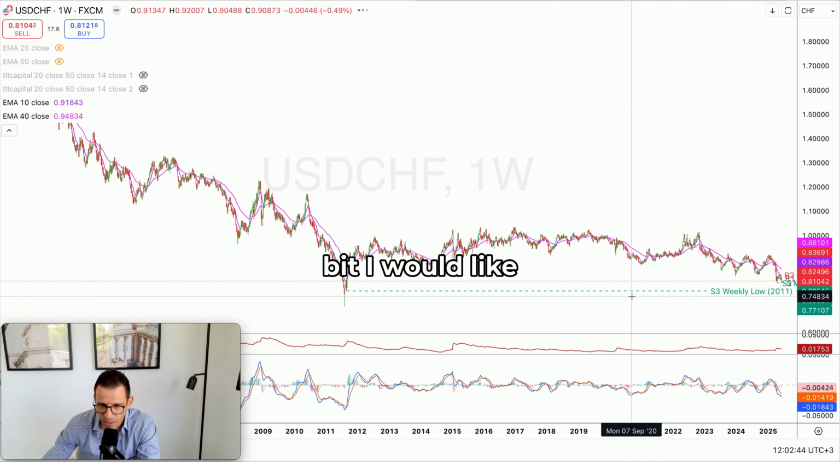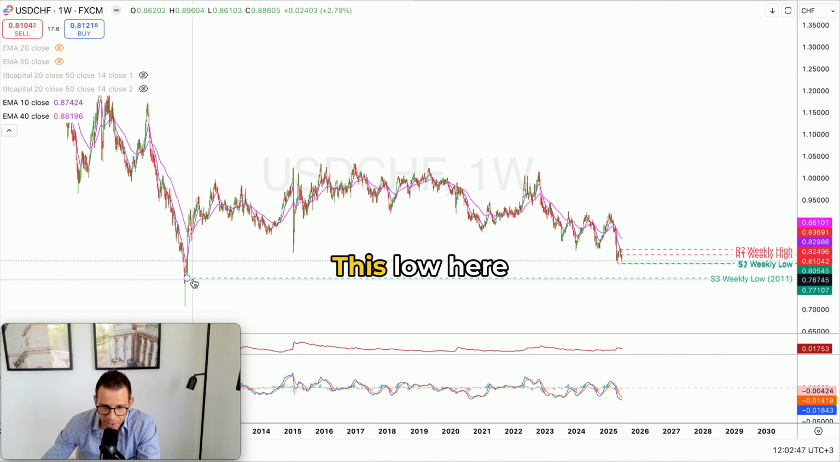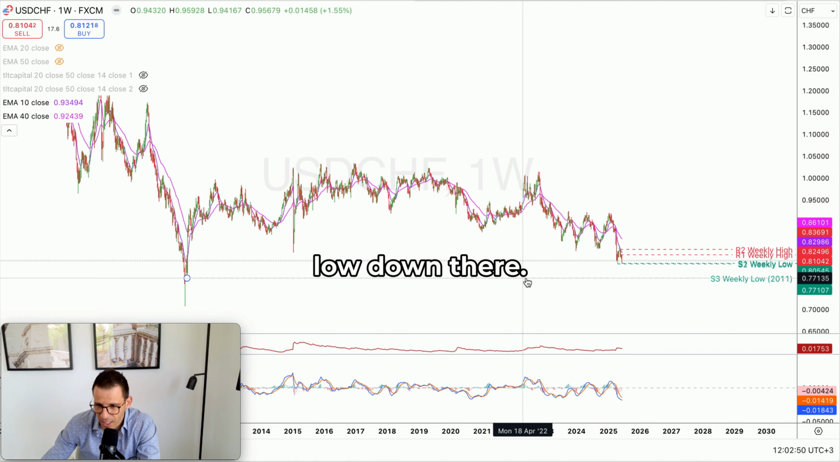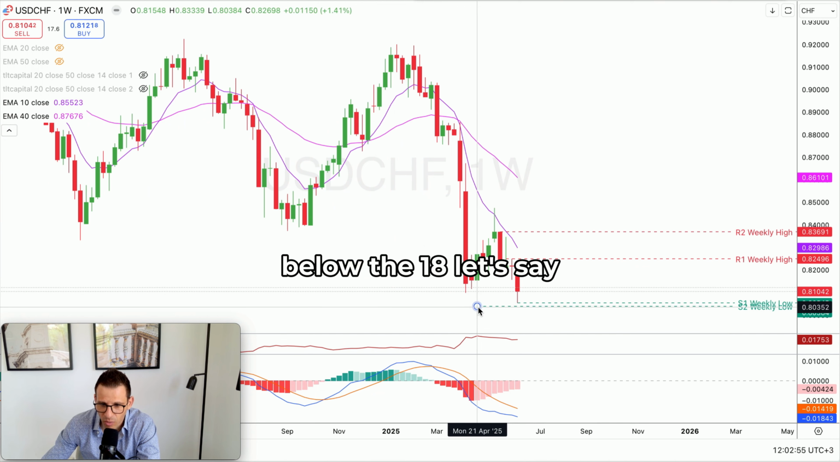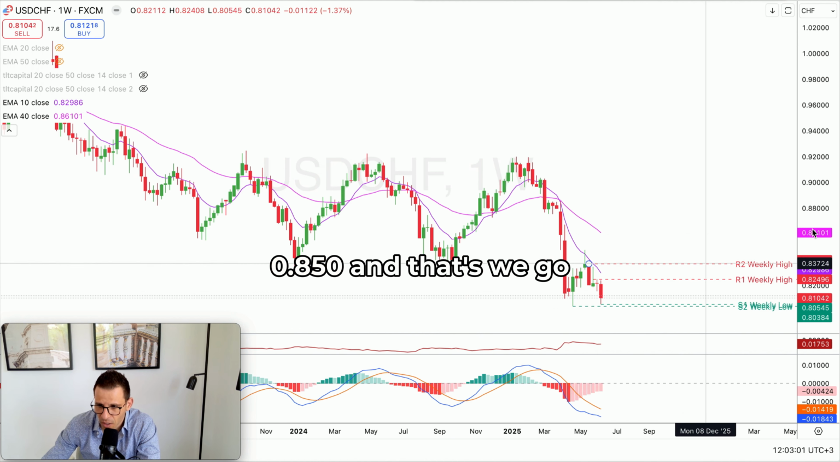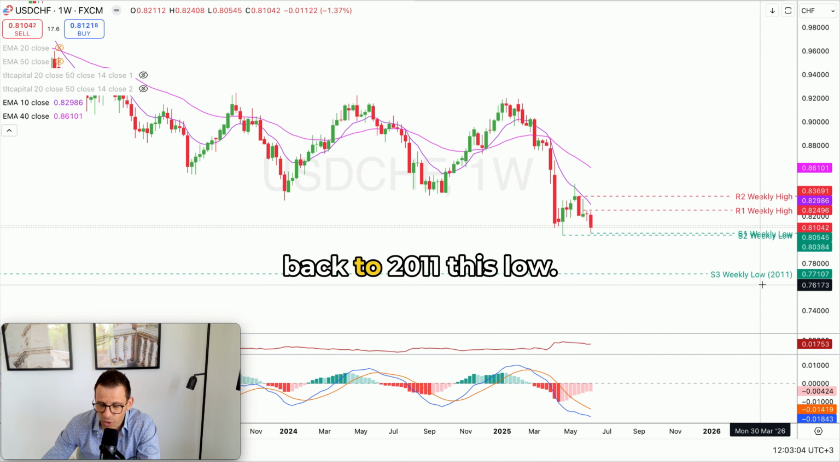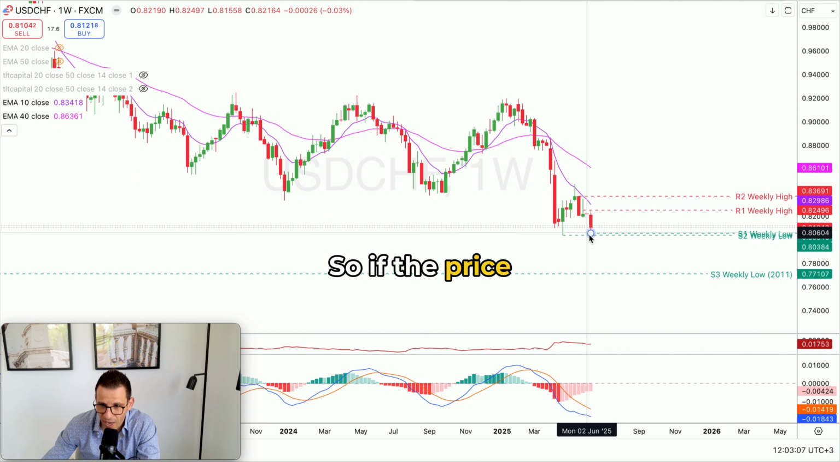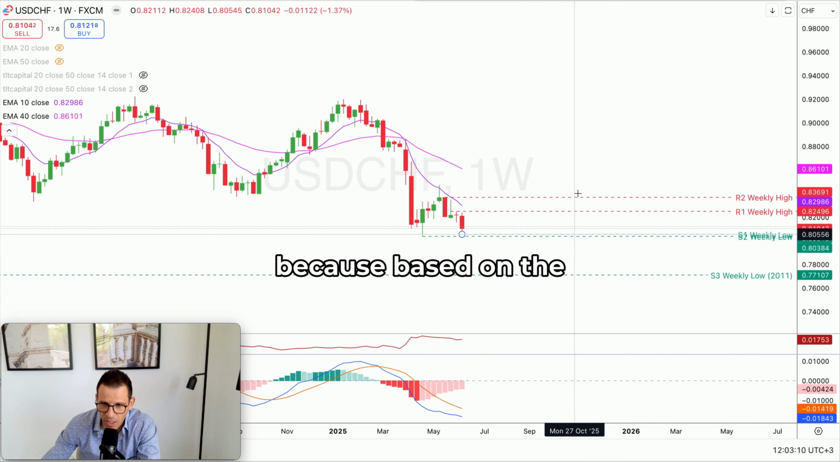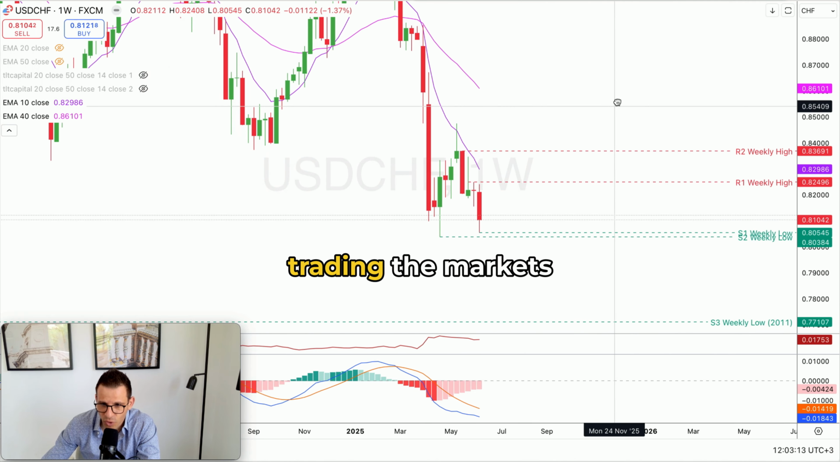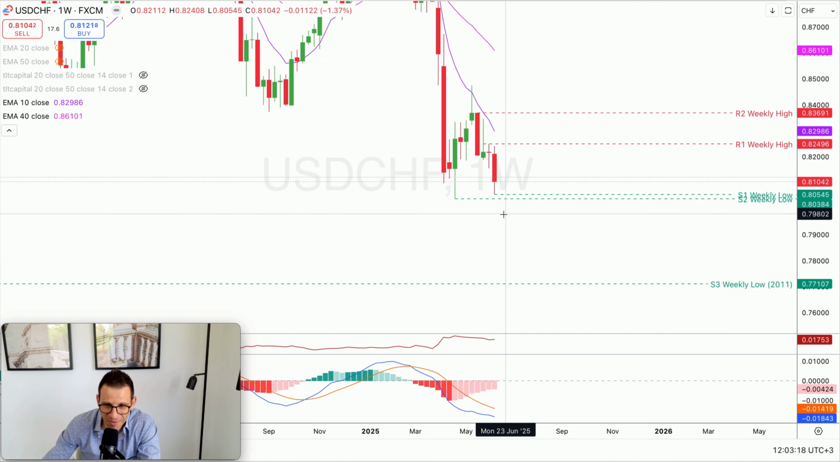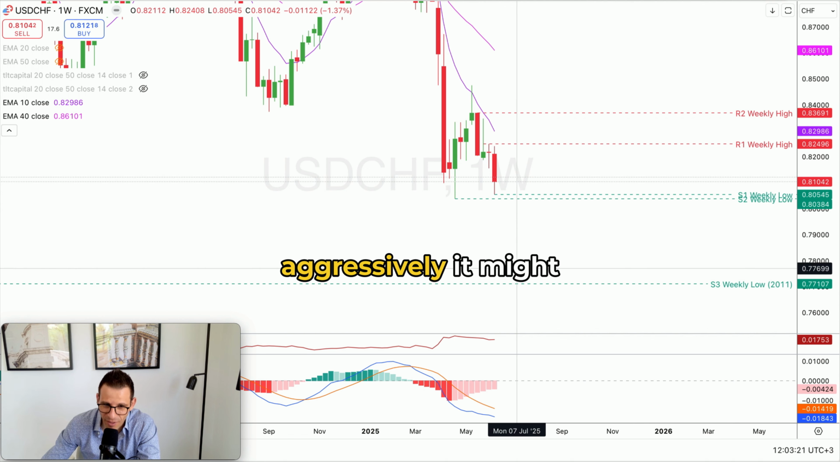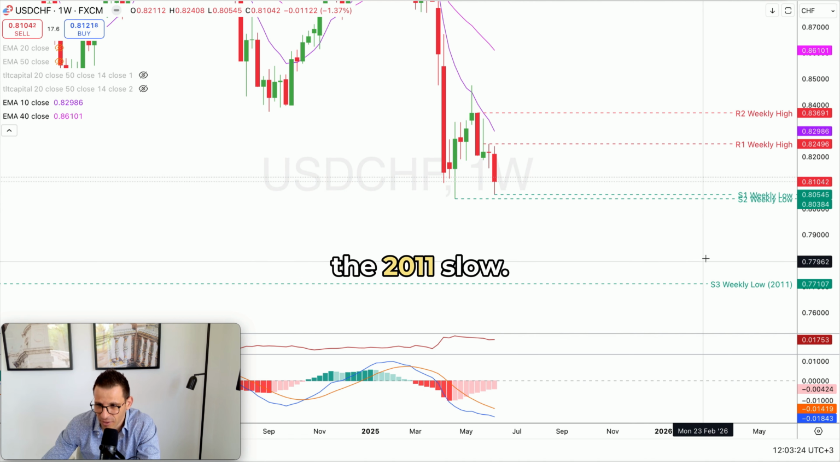If I zoom out a little bit, I would like to show you something. This low here, and of course that low down there, they are the next strong support areas if the price breaks below, let's say, 0.8050. And if we go back to 2011, this low. If the price breaks aggressively below this low, because based on the 12 years that I've been trading the markets, I've seen quite a lot of stuff. If we're going to see a solid break, mark this currency pair, the market might aggressively move at least to test the 2011 low.